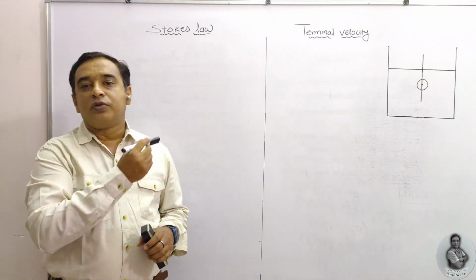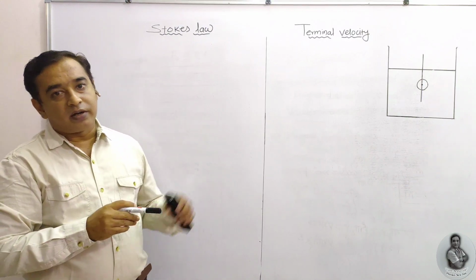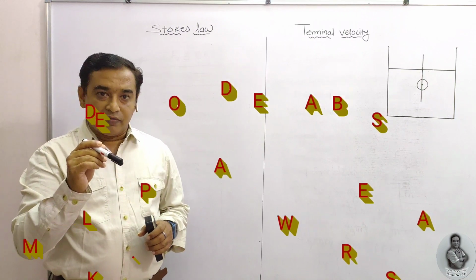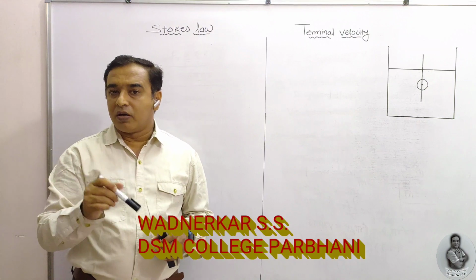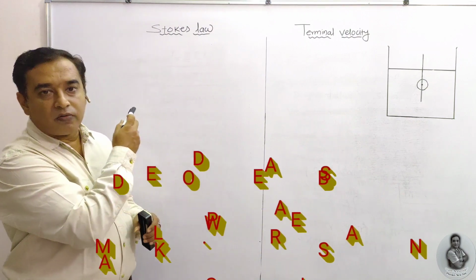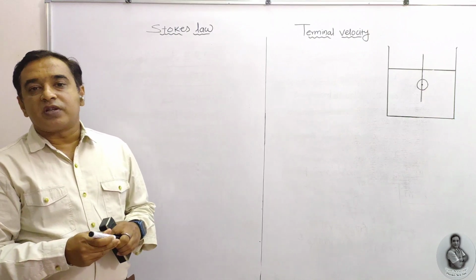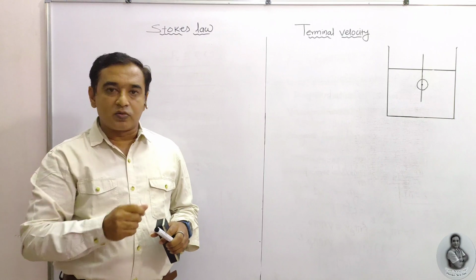In this one we are going to see the two subtopics, that is Stokes law and terminal velocity, of a liquid which is acting on a spherical ball which is passing through the liquid. Here we are going to know about viscous force. What is this viscous force? Viscous force is a force which is acting on a spherical body when it passes through the liquid.